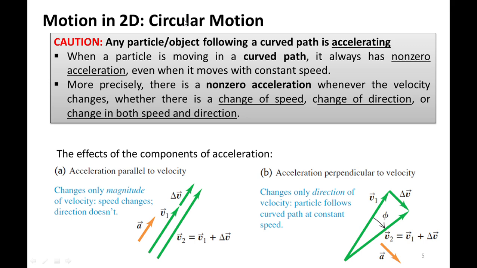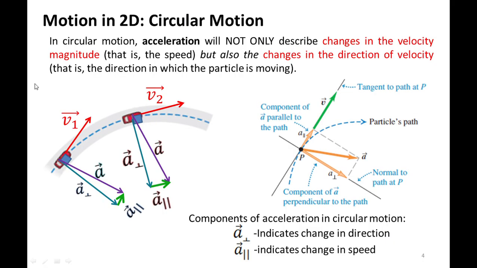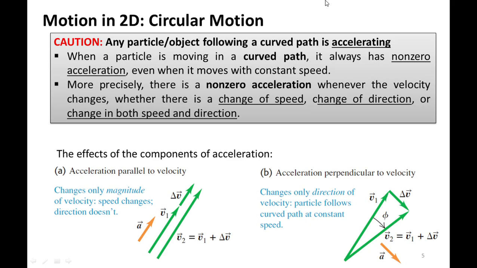So one of these accelerations can be zero, and that acceleration is this one. This acceleration, which is parallel to the velocity, could be equal to zero. However, every time an object is moving in a circular path, this acceleration here, the acceleration perpendicular to the velocity, can never be equal to zero. It must always be present. So more precisely, there is a non-zero acceleration whenever the velocity changes.